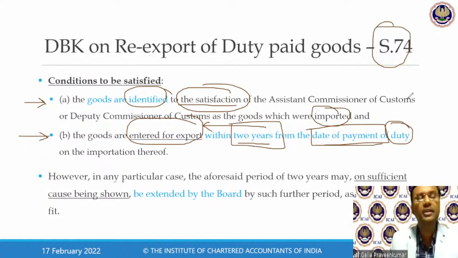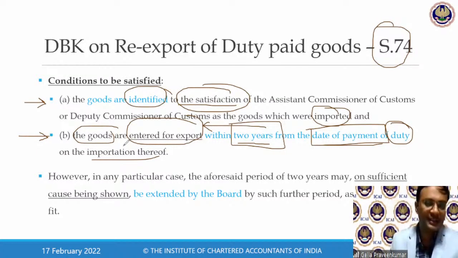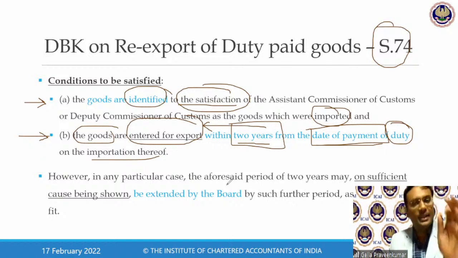So why 2 years? Why not 5 years? Why not 3 years? It's a policy decision. I cannot challenge the policy of a lawmaker. So they say that any goods which are imported, please bring them back within 2 years on the importation thereof. So is this applicable for all the goods? Some exceptions are there. When we travel further, you'll see those exceptions down the line. If exceptions are not specifically mentioned, please presume that I have a time limit of 2 years.